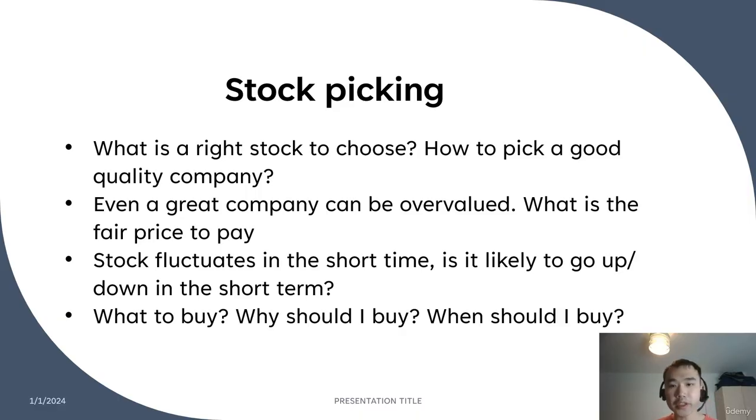Thirdly, stock fluctuates in the short term. It's likely to go up and it's likely to go down in the short term as well. So you don't want to buy when it's likely to go down in the short term. You want to buy near the moving average, which I will teach you later, because near the moving average is where the stock price tends to go, and it's more likely to go up after that. So I'll teach you what to buy, why you should buy the stock, and when to buy.